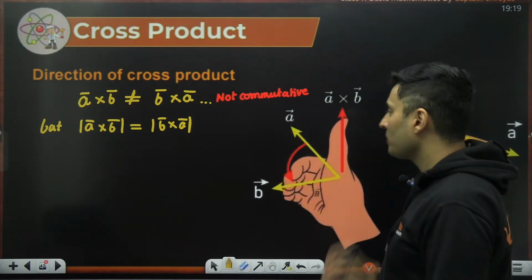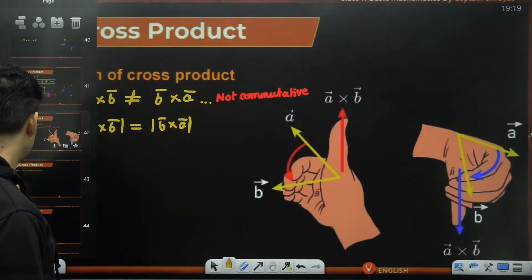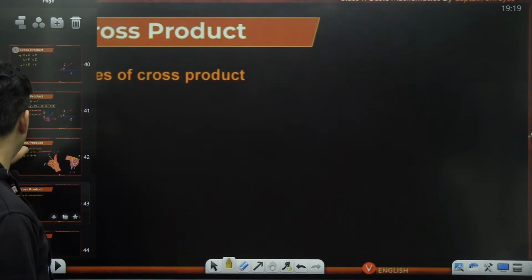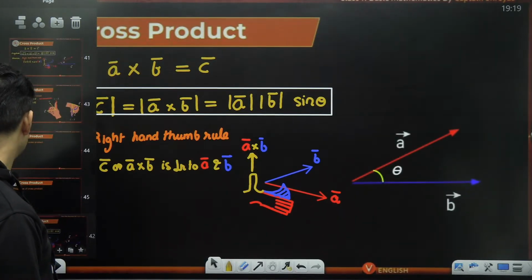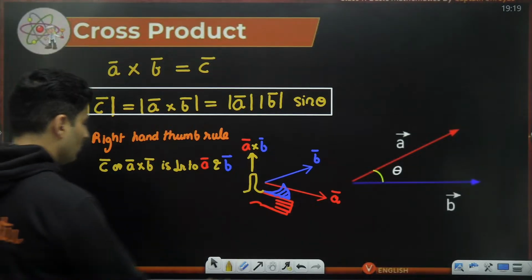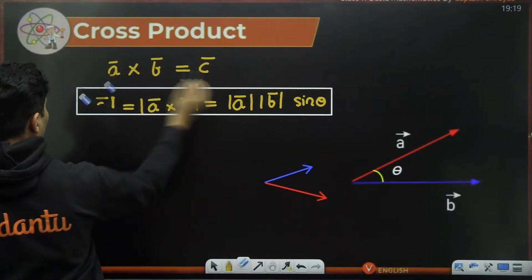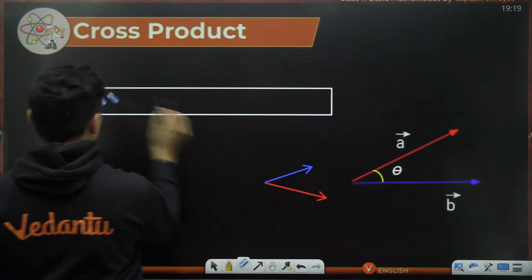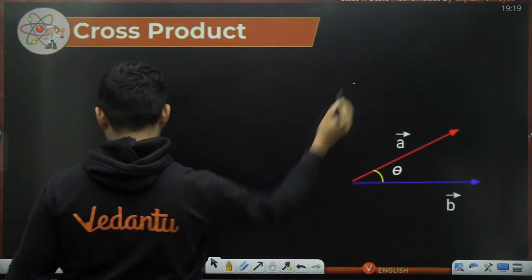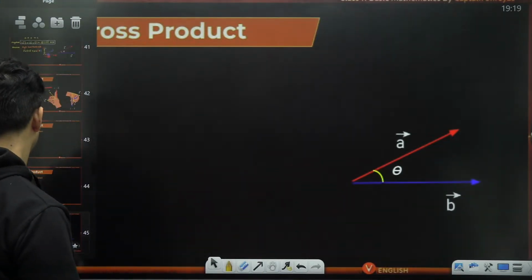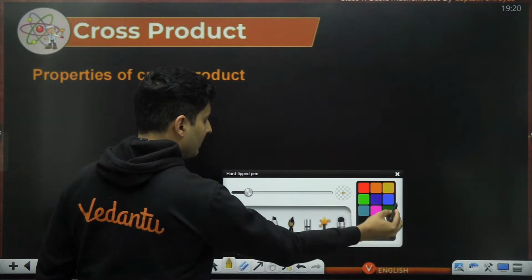Okay. Now that we are clear about this, what are the different properties, sir, of the cross product? Let's come to that, and also some rules. What are the different things that we need to keep in mind?